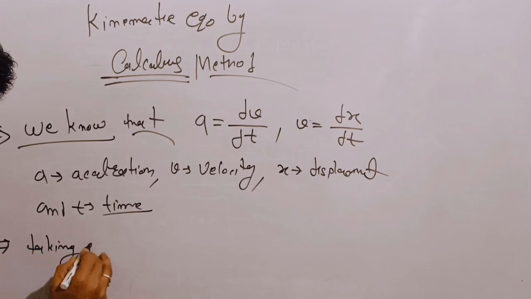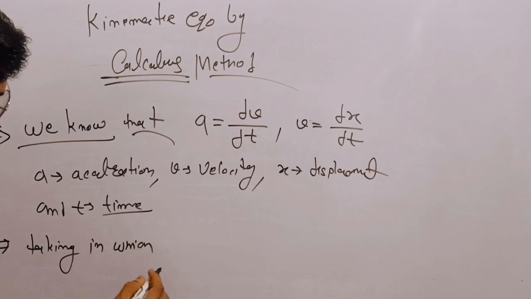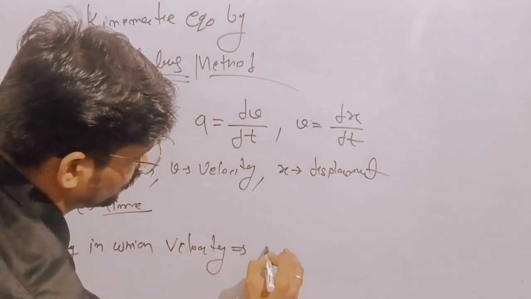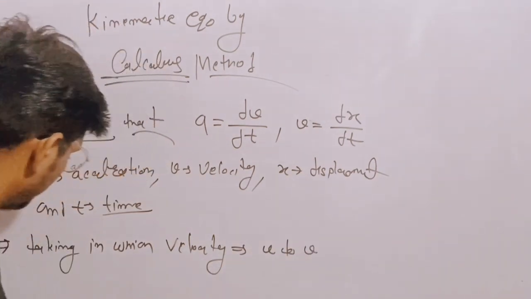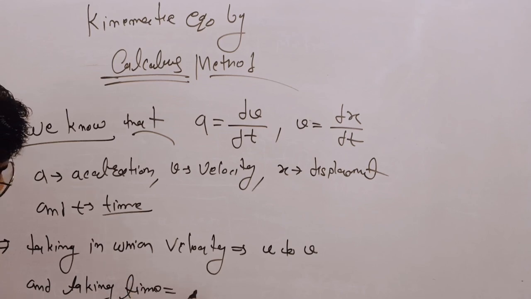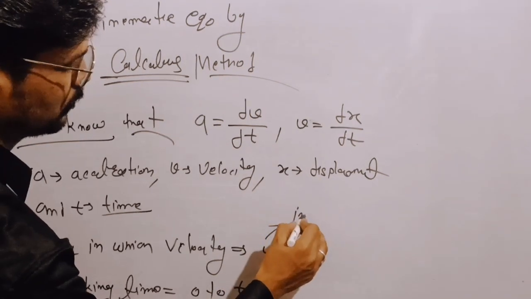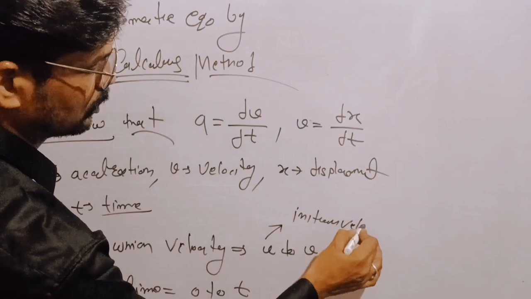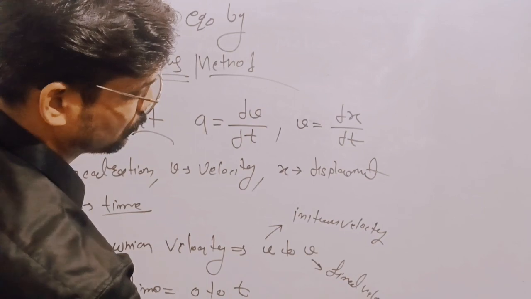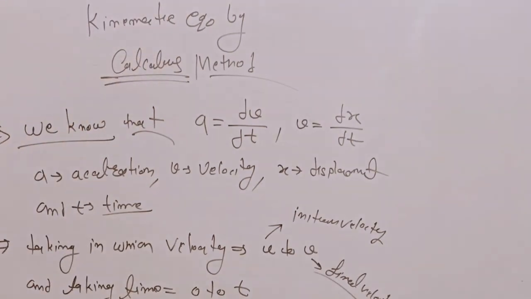So taking the velocity limit as u to v, and taking the time limit as 0 to t. So u is the initial velocity and v is the final velocity, used for the integration.